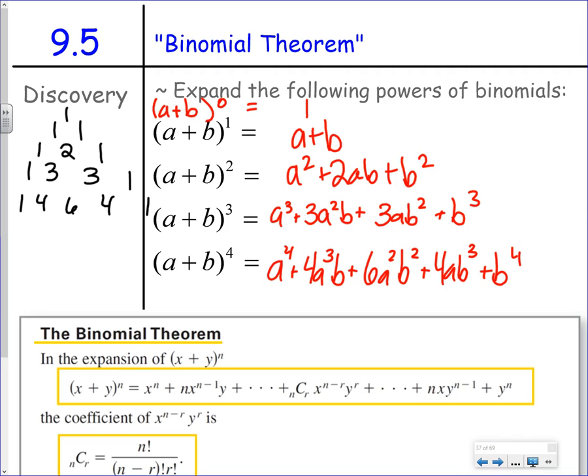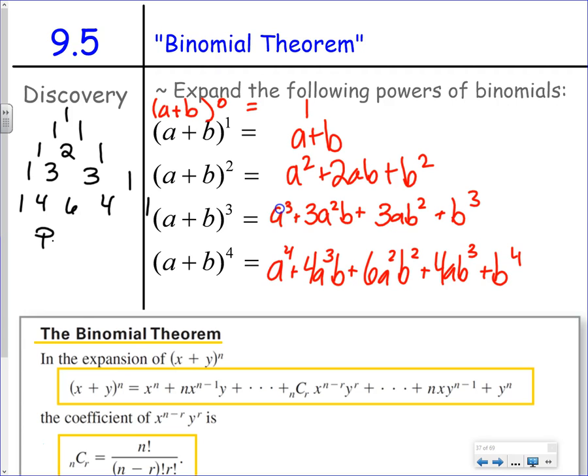Where are these numbers coming from? After you have the first 3, 1 plus 1 is 2. 1 just stays, 1 just stays. 1 plus 2 is 3, 2 plus 1 is 3. The 1s just stay. 1 plus 3 is 4, 3 plus 3 is 6, 3 plus 1 is 4. The 1s just stay. Whoa!